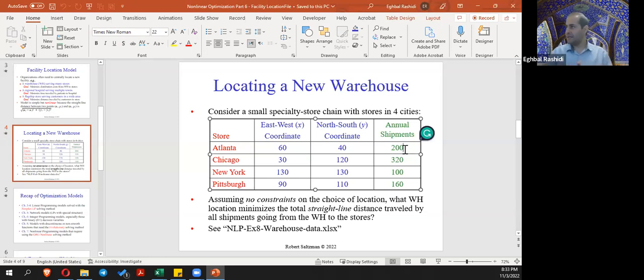Based on this importance, these cities are not equally important, so we don't want to locate a central location with the same distance from all of them. Chicago is the most important, then Atlanta, then Pittsburgh, then New York. The first two columns are the X and Y locations of these cities. So for Atlanta, east to west, X is 60 and Y is 40. Chicago has X of 30 and Y of 120, and so on and so forth.